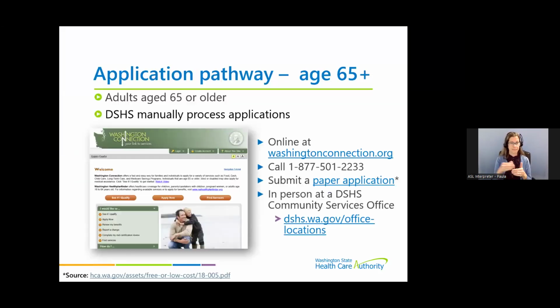Next slide, please. Okay. So for adults age 65 or older, they will apply through Washington Connections. DSHS will manually process those applications, and they can do so by going online through washingtonconnections.org. They can also call the number that's on the screen. They can also submit a paper application, or they can go in person to a DSHS Community Service office and apply.